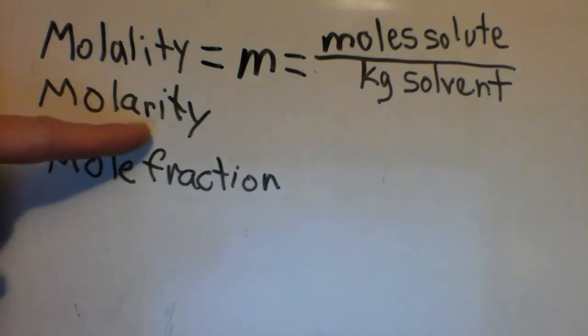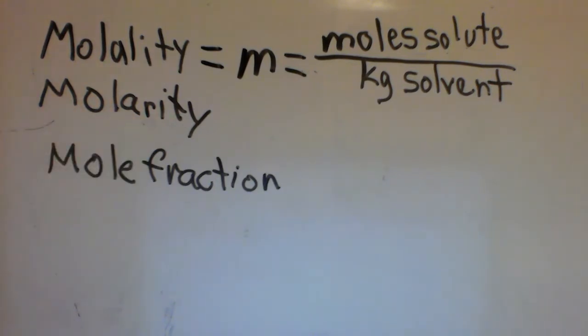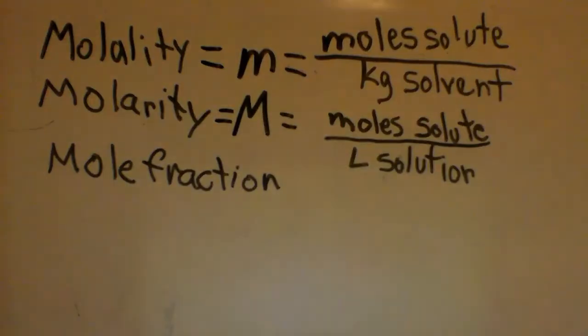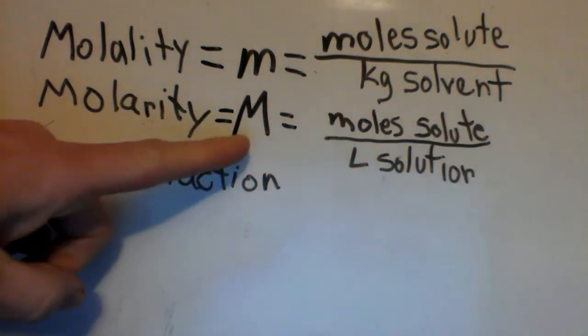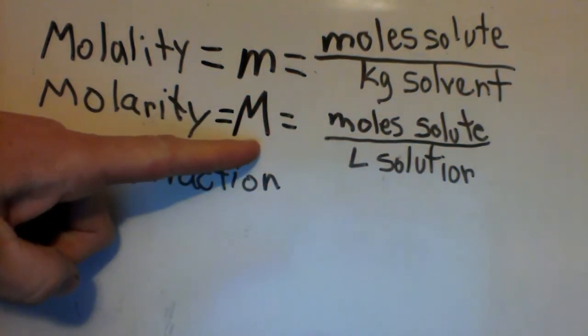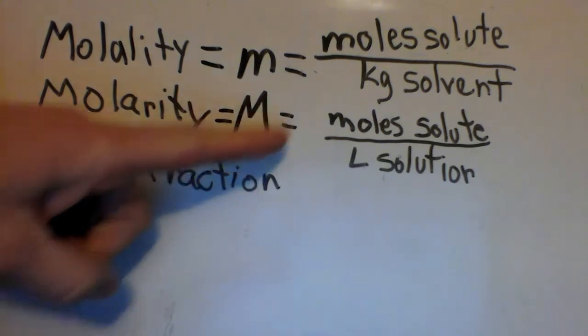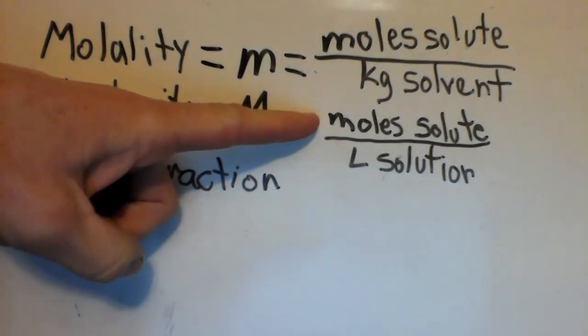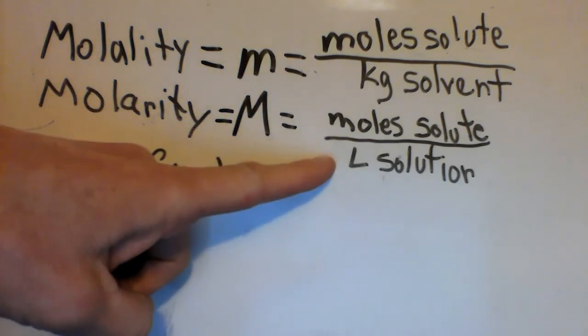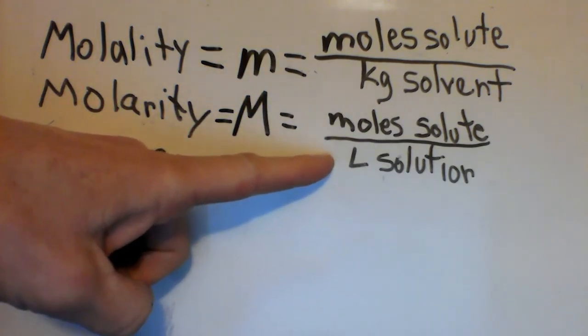Molarity does not have the letter that's closest to M, and therefore it's the one that does not have to do with mass. So molarity uses the capital M symbol, which is not the symbol for mass. It also is italicized. Again, moles of solute are on the top, but this time volume is used on the bottom, liters of solution.